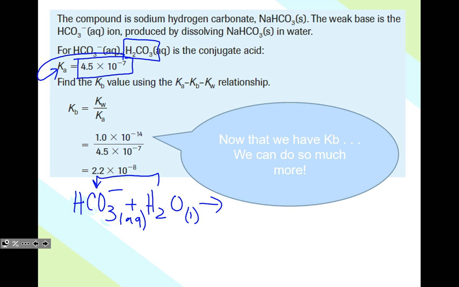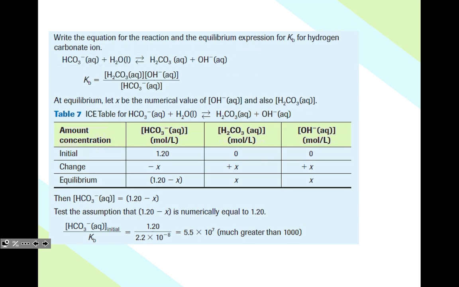Now all you have to do is find your Kb. All of a sudden it becomes an easy thing. Kb is equal to Kw over Ka. So here's our Kb. But we need to find so much more. So now what do we do? You're going to write the equation for the reaction and the equilibrium expression for Kb, right? So Kb is equal to your products, which are the ionized form of your base, over your base, which is HCO3 negative.